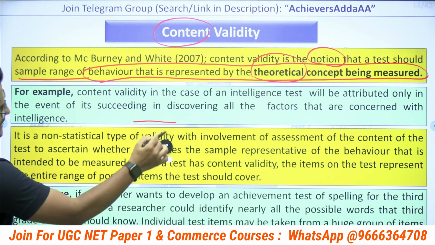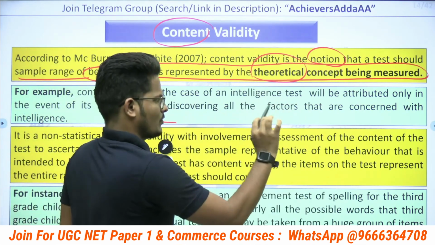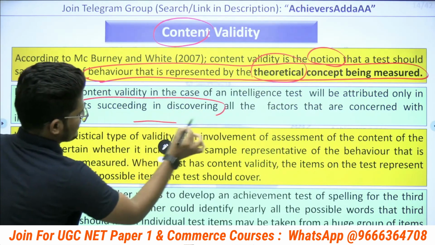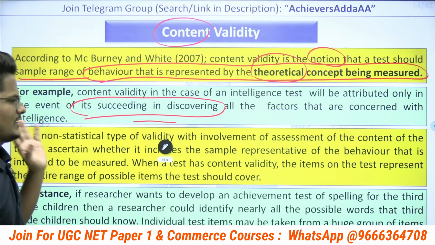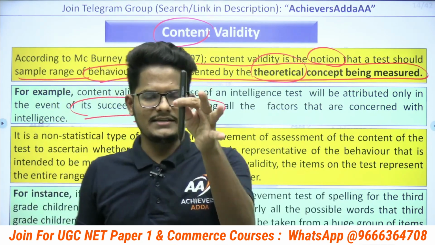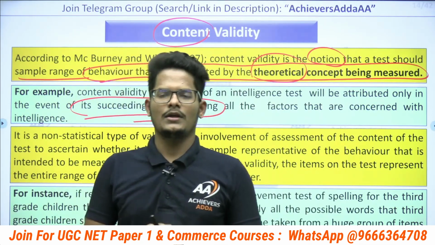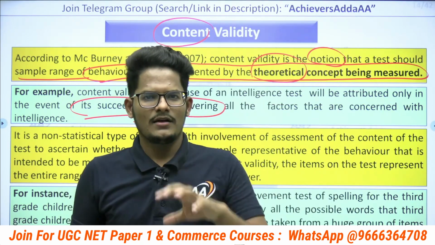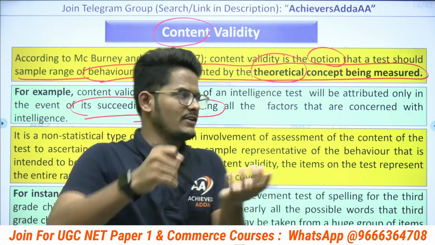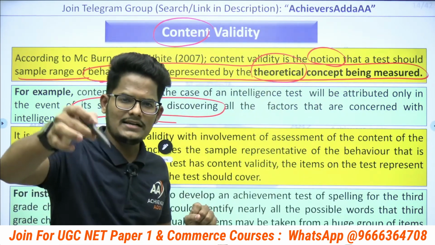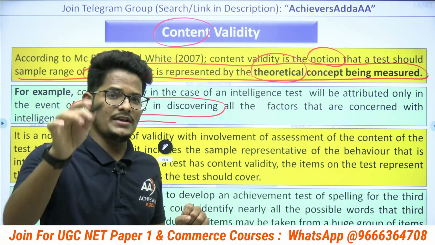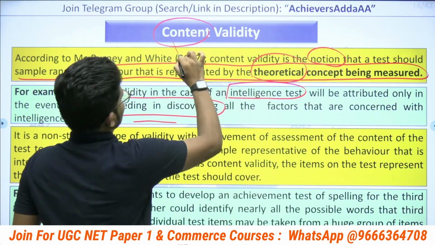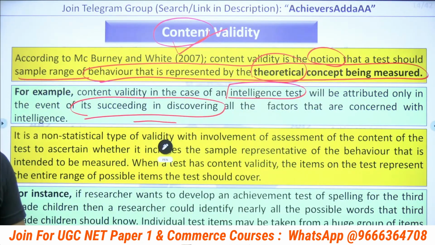Look at an intelligence test, which will be attributed validity only in the event of it succeeding in discovering all the factors that are concerned with intelligence. Actually, intelligence is a theoretical concept, right? How can you measure intelligence? There should be some base, and the subject is intelligence, which is a theoretical concept. The theoretical concept we have to measure. If we are in a position to measure this intelligence by conducting a test, that is the content validity type.